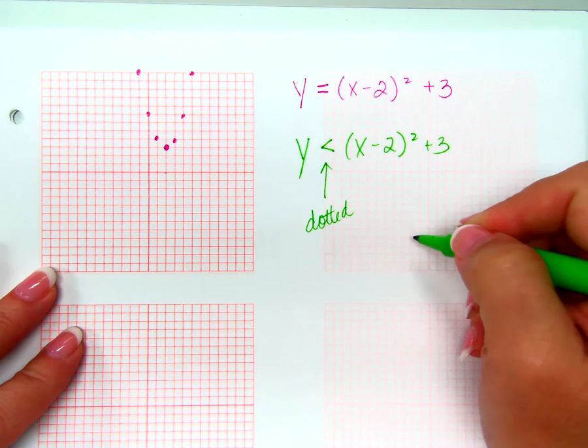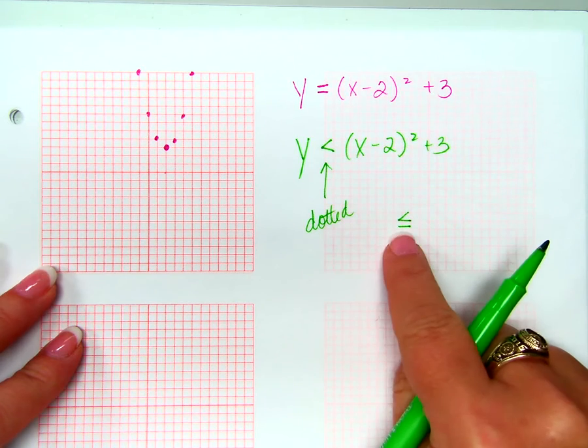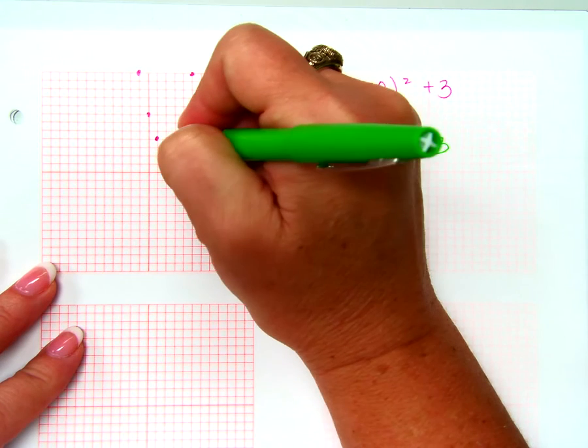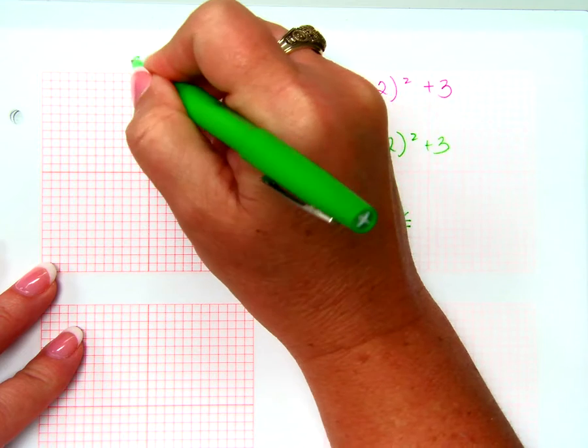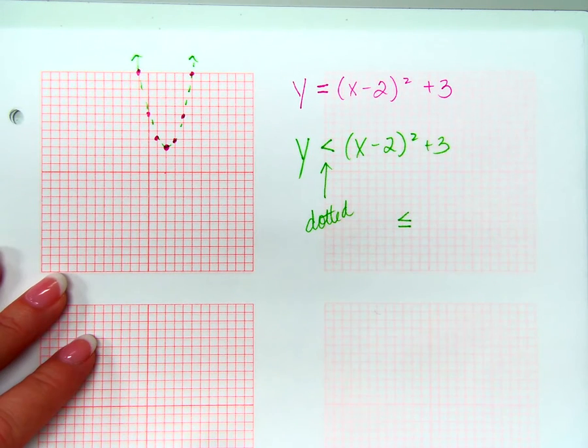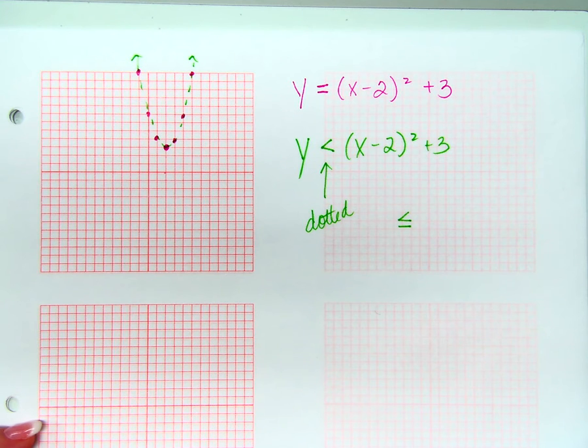What would make it a solid line? If it was less than or equal to, right? If it had that line underneath it, we know it's a solid line. So I'm going to draw a dotted line. Okay? And then what else do I have to do? I have to shade, right?